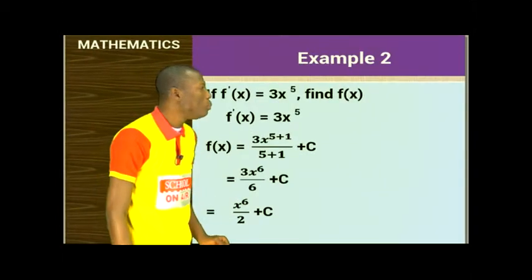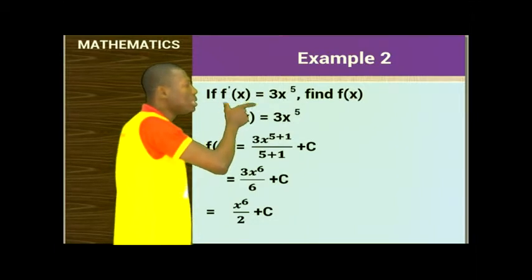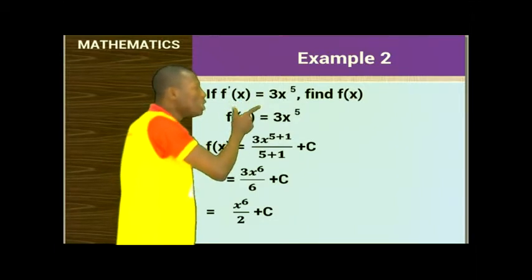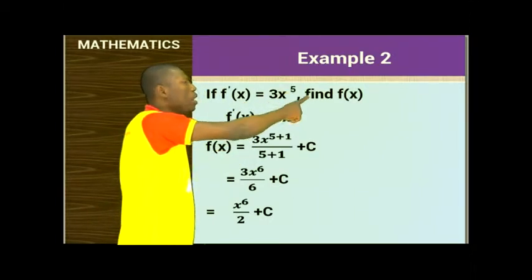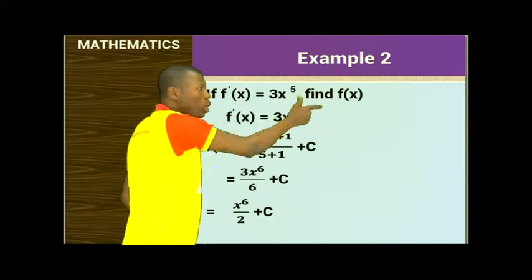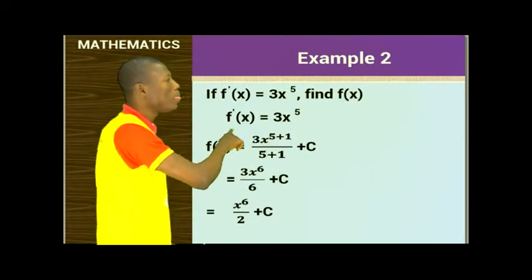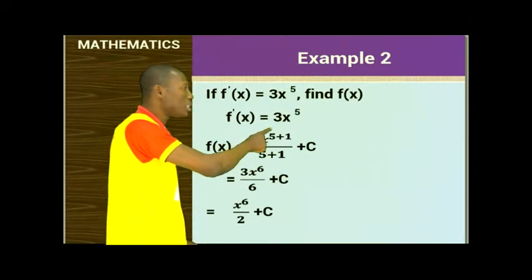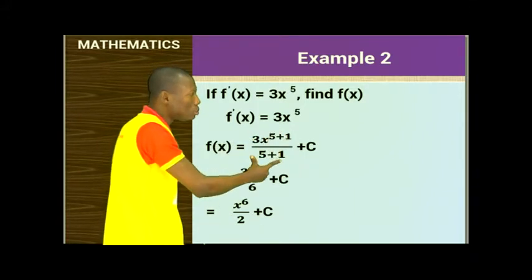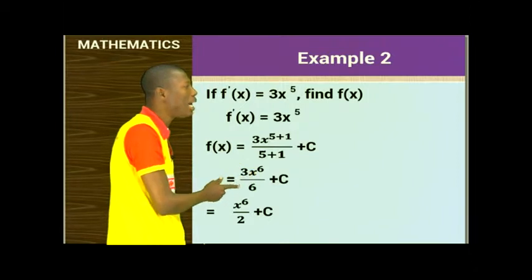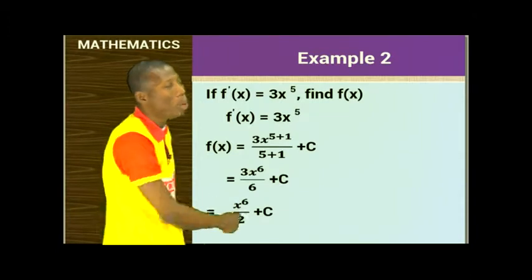This is another example. f prime of x means dy/dx, that is, when you differentiate f of x, this is what you have. So dy/dx is equal to 3x raised to power 5. Find f of x, that is, the equation of this function. Now this one is the gradient, and we want to find the equation of that function. When f prime of x is equal to 3x raised to power 5, I add 1 to 5, then I have 6. I use 6 to divide this function, then I have 3 over 6, which is 1 over 2. I have x raised to power 6 all over 2 plus c.